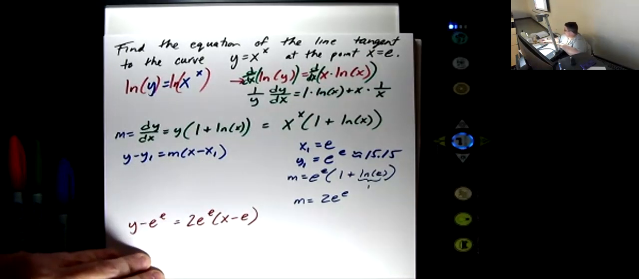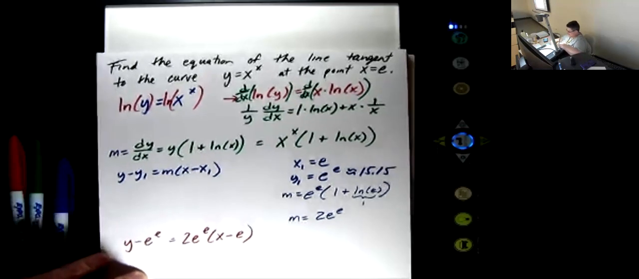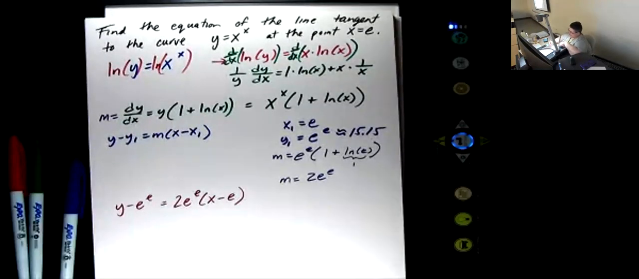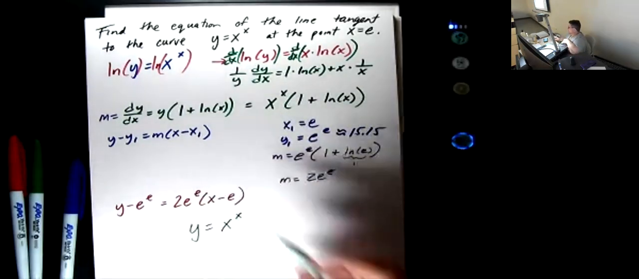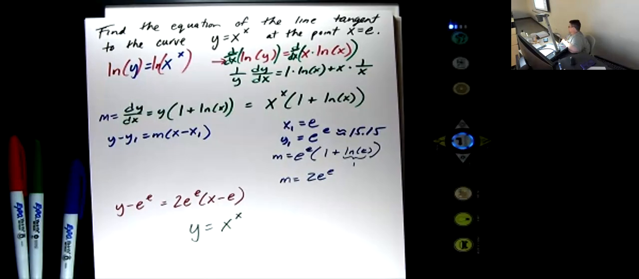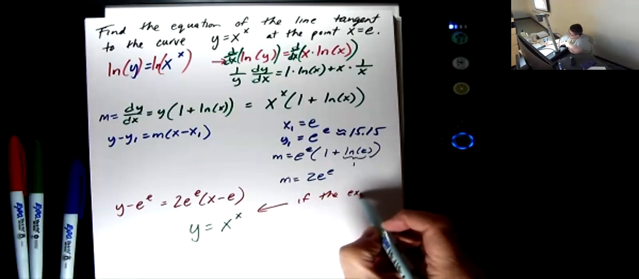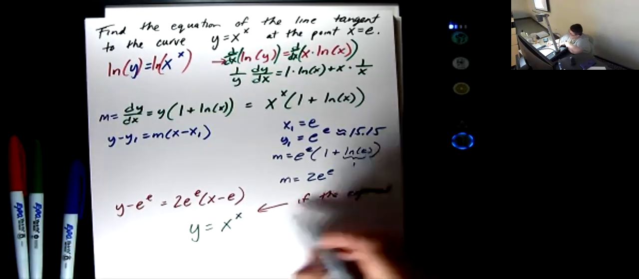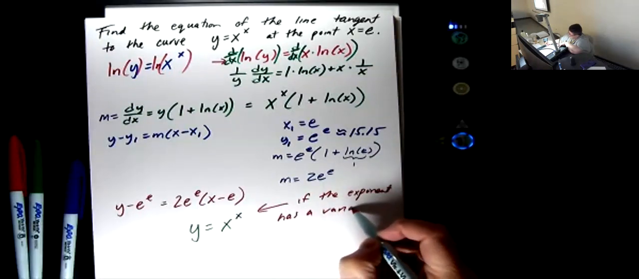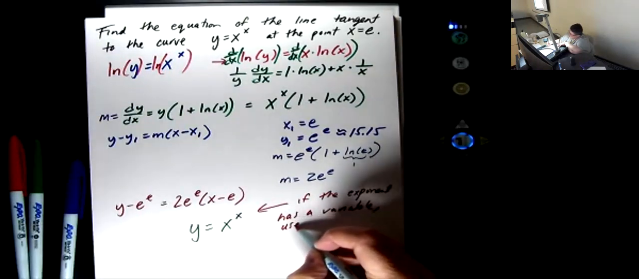So if you don't know how to tackle a problem, because let's face it, if you see y equals x to the x and you just try to write down an answer, you cheated. This is not do-it-in-your-head work. Most people are like, I don't even know what to do. So try using natural logs. The helpful thing is, if the exponent has a variable, use logarithmic differentiation.